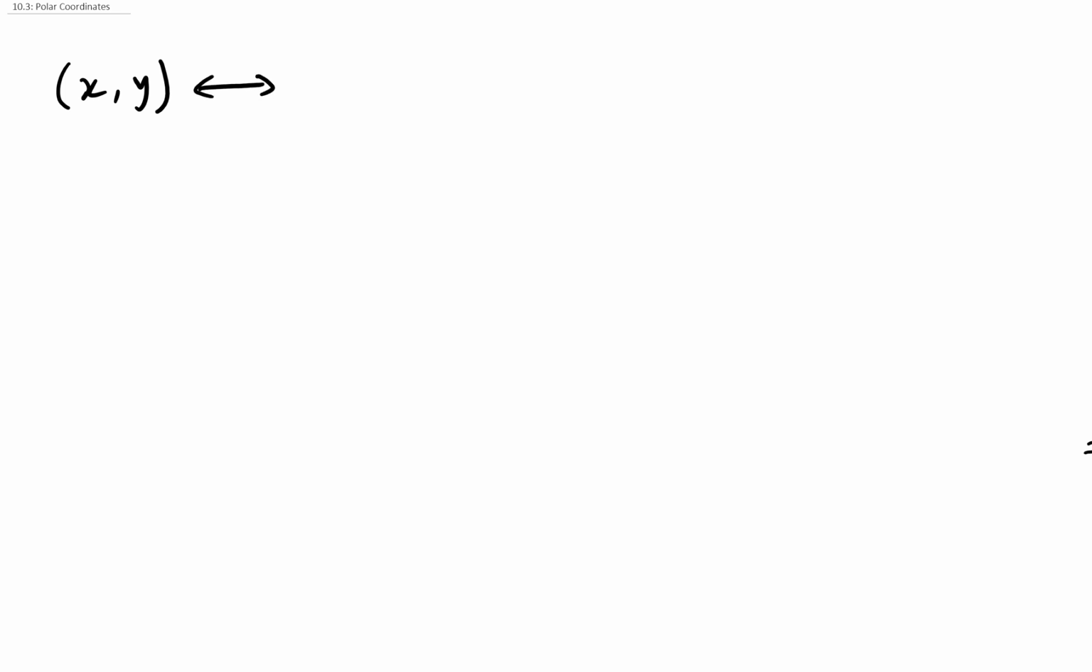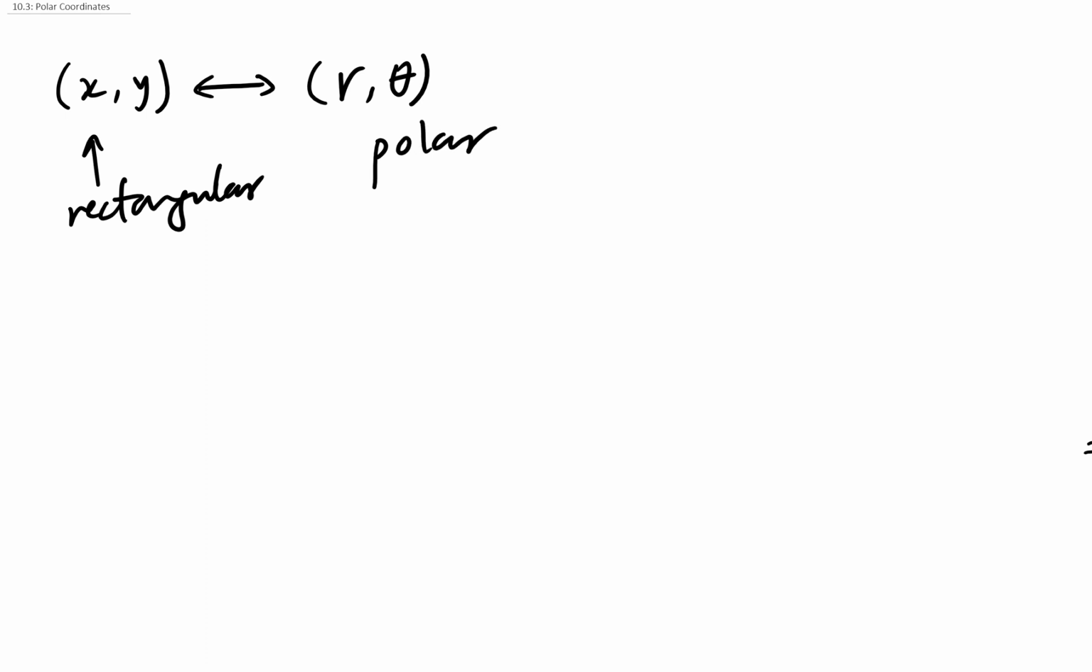Now we work with polar. So polar is not xy anymore, it is r theta, something that was covered back in pre-calculus. So this is, again, the rectangular or Cartesian coordinate, and this is the polar coordinate. So what's the relation between them?